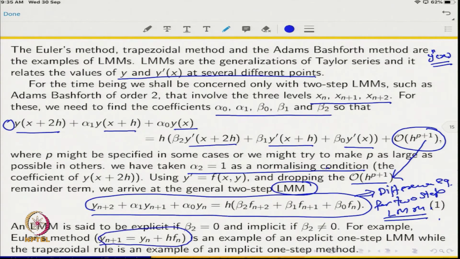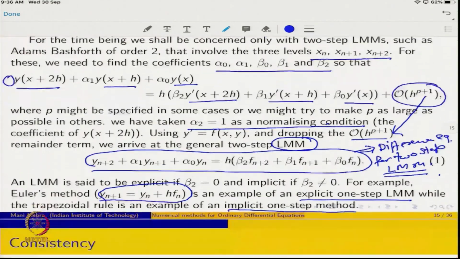So, for example, in the case of the Euler method, when we got this difference equation earlier, it is an example of an explicit one step linear multi-step method, while the trapezoidal rule is an example of an implicit one step method. You know, some people call it a method, some people call it a rule, some people call it a formula. These are just synonyms of the same thing.